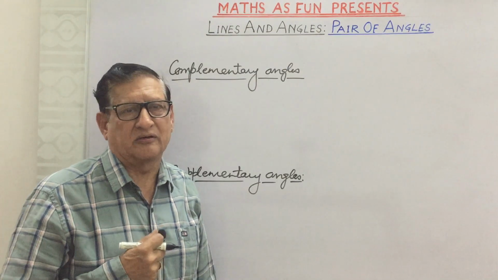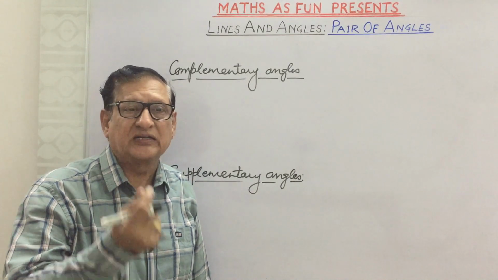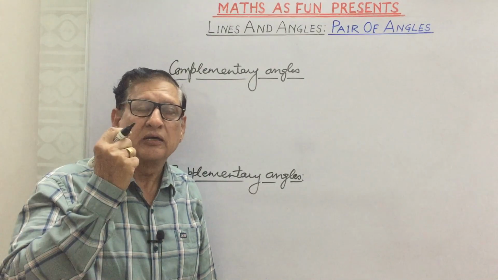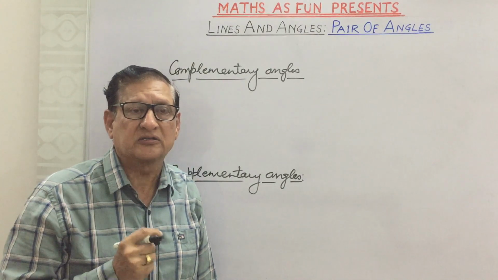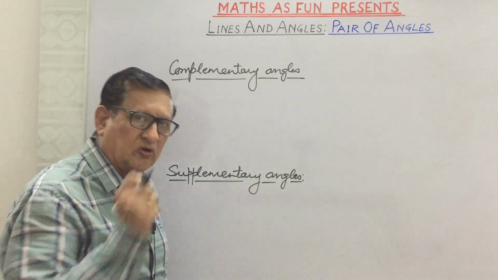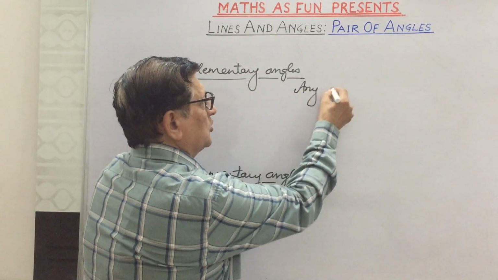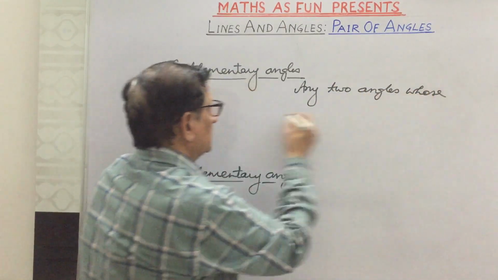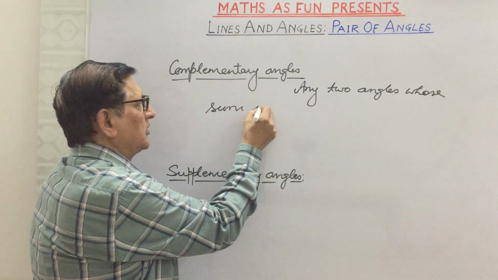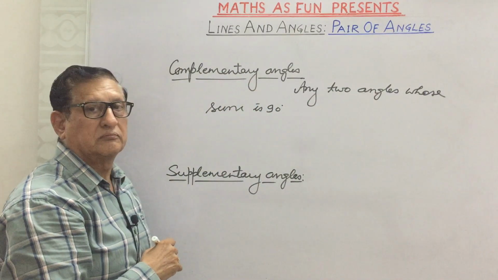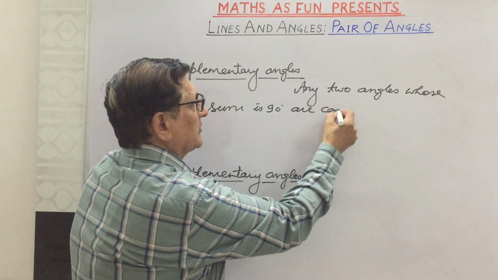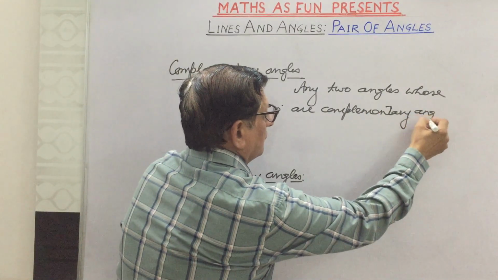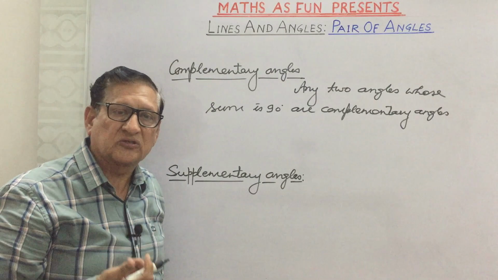What are complementary angles? Any two angles, if we find such that their sum is 90 degrees or one right angle, then we say these two angles are complementary angles and we say they are complements of each other. So we can say any two angles whose sum is 90 degrees are complementary angles. And they are also known as complements of each other.